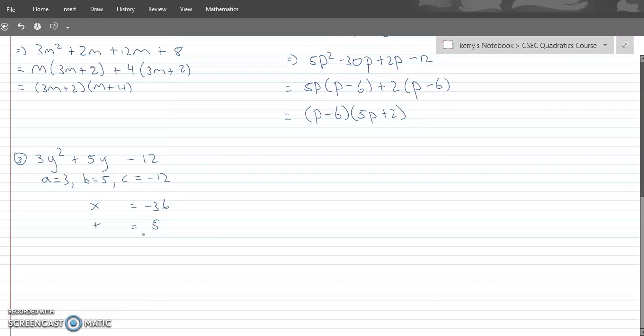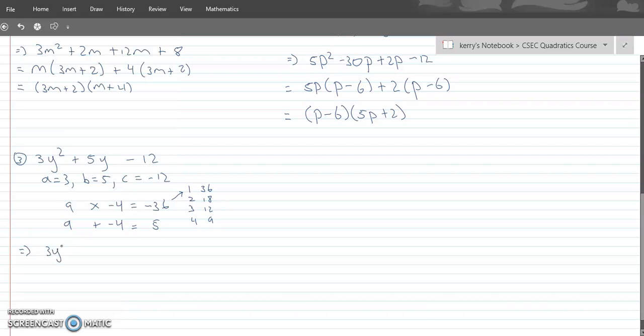Yeah, so those are your steps. So again, you ignore the negative sign. Think about 36. 1 by 36 can't add to give you 5. 2 by 18 can't add or subtract to give you 5. 3 by 12 can't add or subtract to give you 5. What about 4? 4 by 9 is 36, and 9 and 4 could do something to give you 5. We know that 9 take away 4 is 5, and 9 by minus 4 is equal to negative 36. So that's your two numbers.